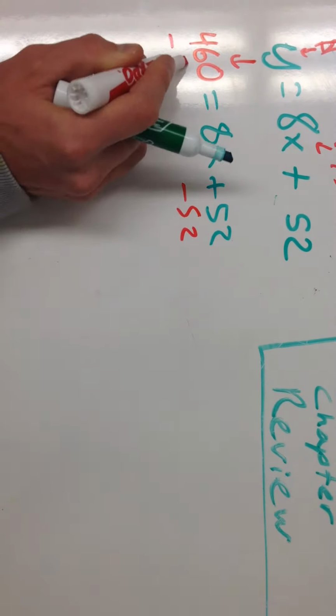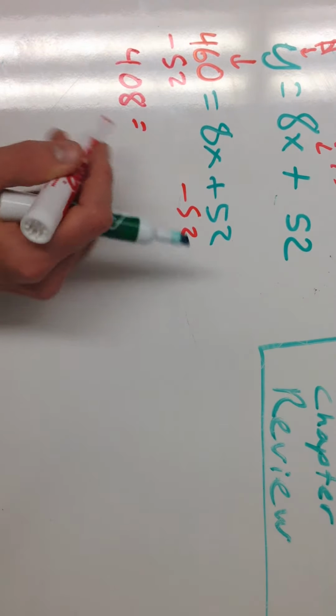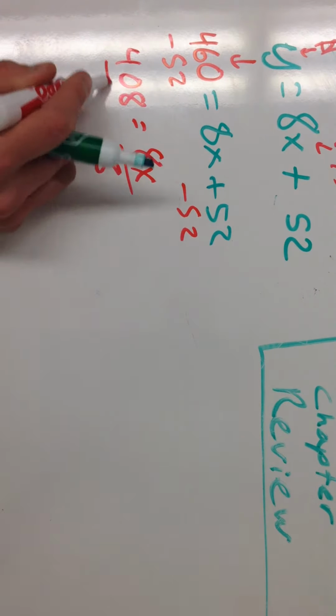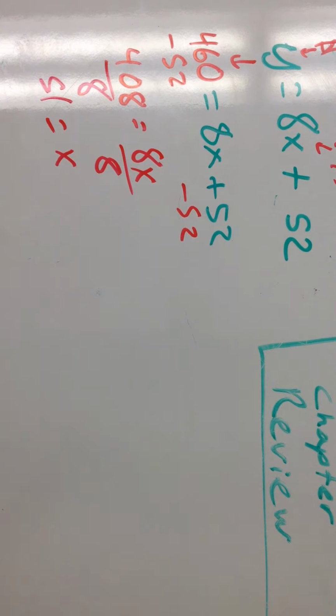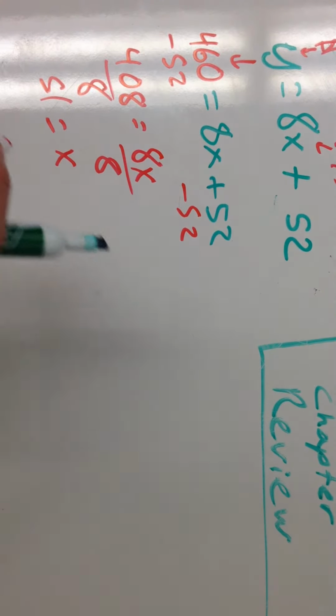Subtract 52 from both sides, and I get 408 equals 8x. Divide both sides by 8, and I want to say that this is 51, but it's very early in the morning, and I just want to make sure. Yeah, 51. So that means in 51 days he can buy his bike.